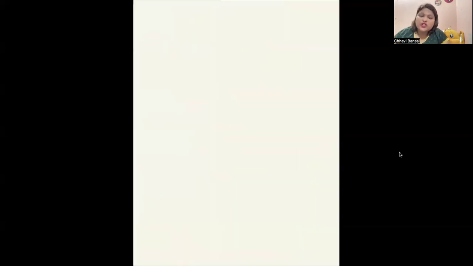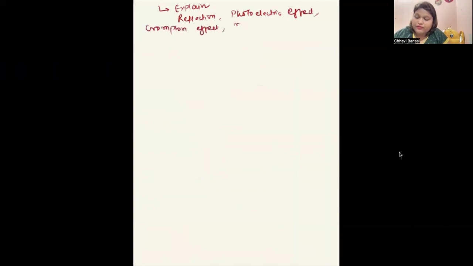Now, this particle nature of light can explain a lot of concepts. It can explain reflection, photoelectric effect, Compton effect, refraction, all these. Okay. Now you might not know what the photoelectric effect and Compton effect are. Reflection and refraction we will deal with. We'll try to also include these two concepts in this chapter. We'll try to do at least the introductory part of these two concepts.